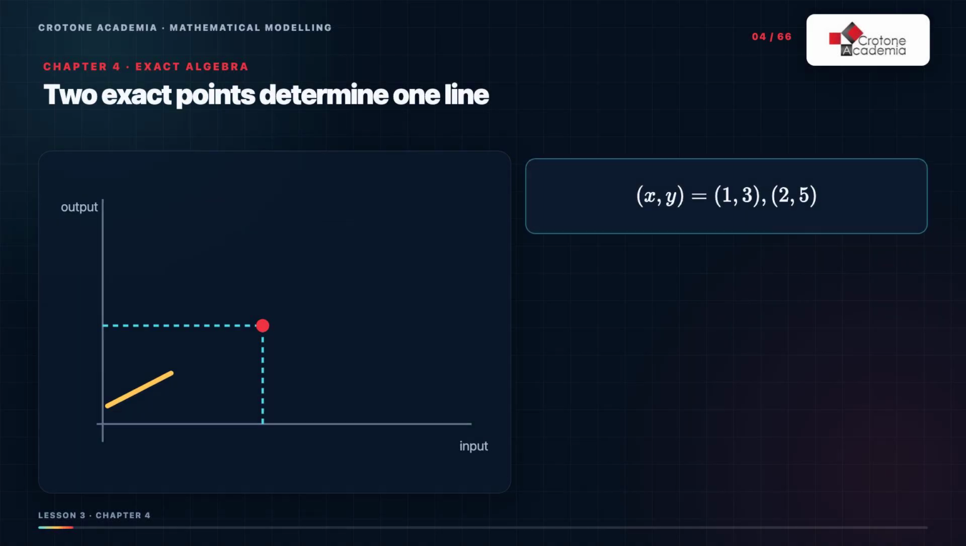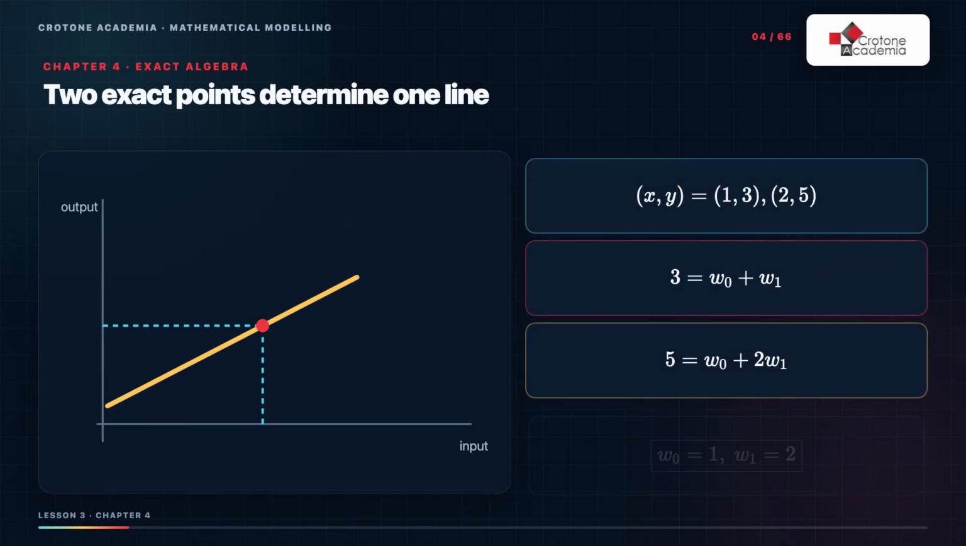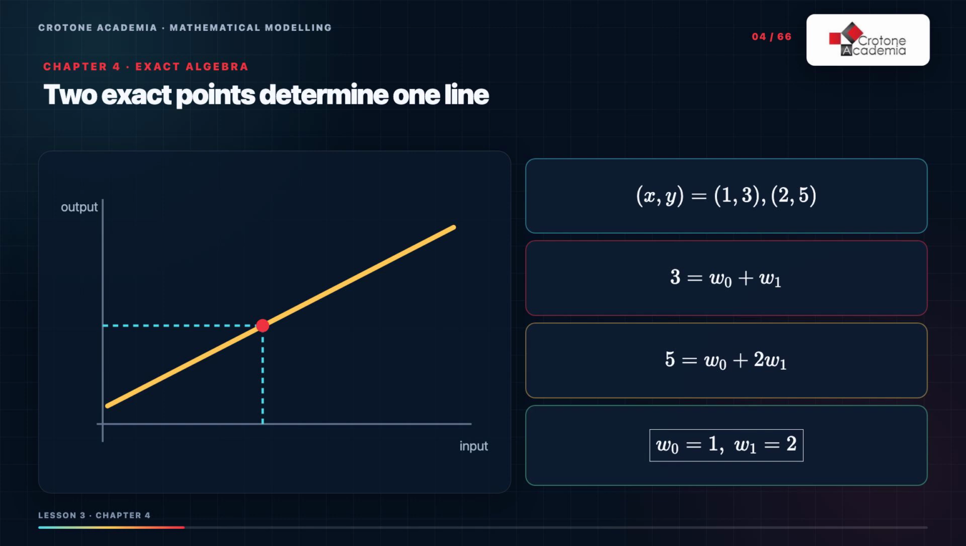Return to two exact observations, (1, 3) and (2, 5). Now under the line model, the first gives 3 equals w0 plus w1. The second gives 5 equals w0 plus 2w1. Now subtracting eliminates the intercept, so w1 equals 2. Substituting back gives w0 equals 1. The fitted relationship is y hat equals 1 plus 2x. This familiar simultaneous equation solution will give us a trustworthy reference while we introduce matrix inversion.